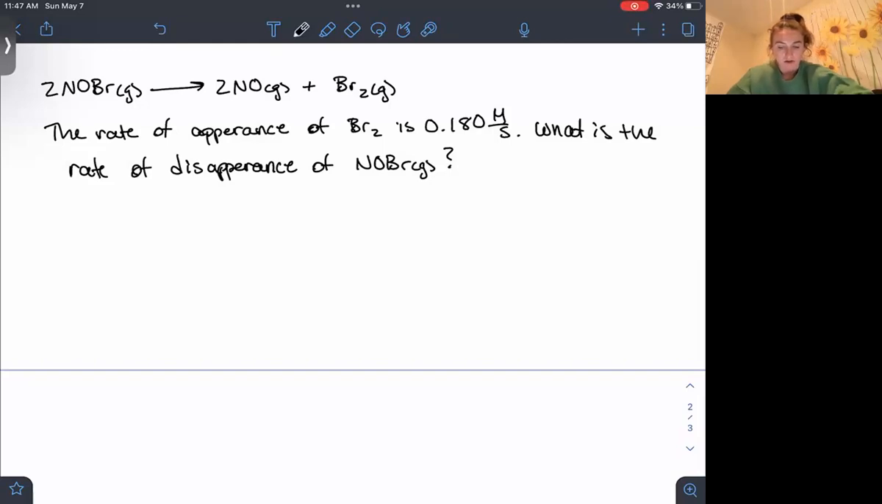Okay. So for this question, we have the rate of appearance of Br2 is 0.180 molarity over second. What is the rate of disappearance of NOBr gas? This is your rates chapter, or kinetics, which I believe is 10 or 11, if I remember correctly. I might be lying.